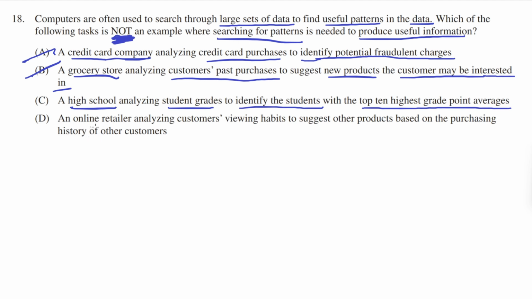So D says an online retailer analyzing customers' viewing habits to suggest other products based on the purchasing history of other customers. So this definitely is a pattern looking at the purchasing history and the viewing habits. This is repeated things that you can find in the data. And this is a very large database since viewing habits and purchasing history can become an extremely large database for an online retailer with a lot of customers. So D is an example of searching for patterns in large data sets to produce useful information.